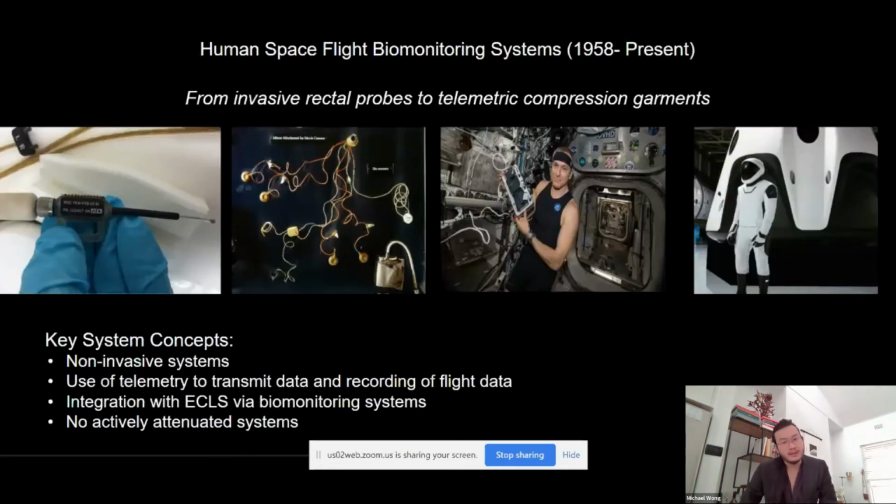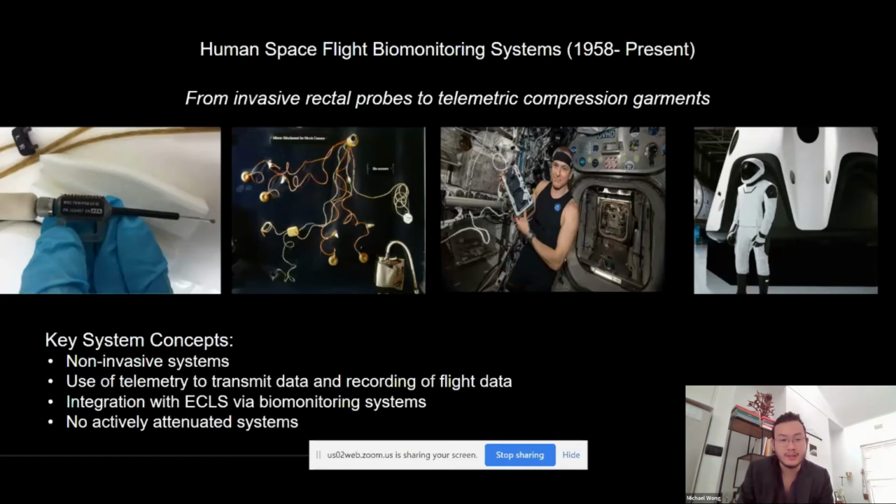So in terms of that segue, in human spaceflight biomonitoring, with Hexoskin being one of them, there have been leaps and bounds since the original Vostok missions, Mercury and Gemini, in developing human spaceflight monitoring systems. And we like to joke, the developments have gone as far from invasive rectal probes on early missions in the Gemini era to more telemetric compression garments that we see now with the Canadian Space Agency in terms of Hexoskin.